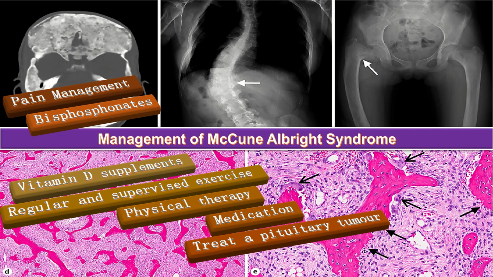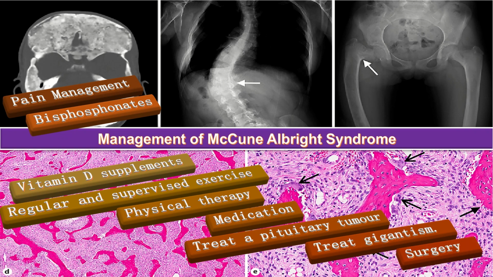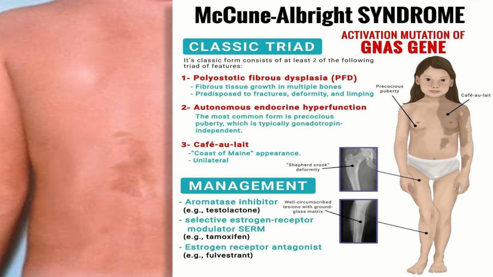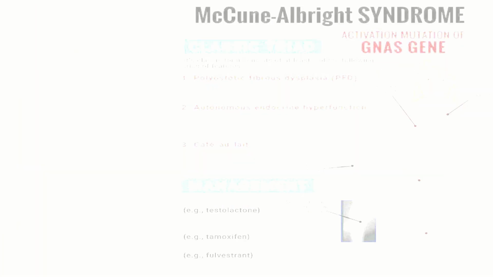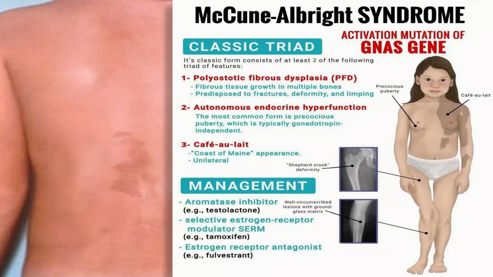hormone therapy or surgery to treat a pituitary tumor, hormone therapy or surgery to treat gigantism, surgery to bolster affected bones with grafts, pins, casts, or a combination of procedures, surgery to remove the ovarian cysts, and surgery to remove abnormal adrenal glands in the cases of Cushing syndrome. Now, this slide shows the whole summary of McCune Albright syndrome.